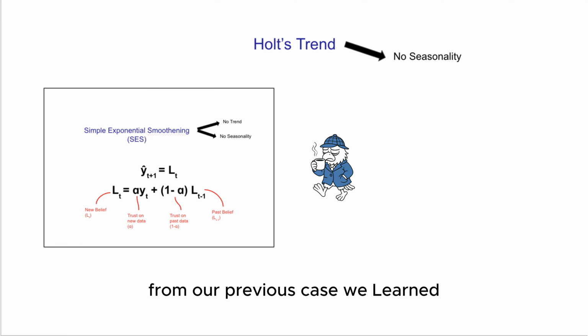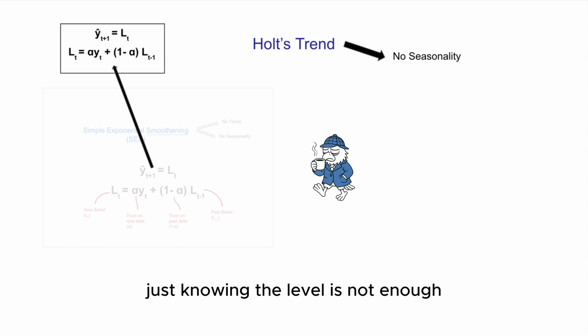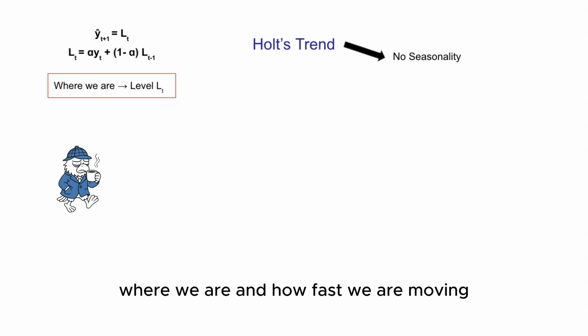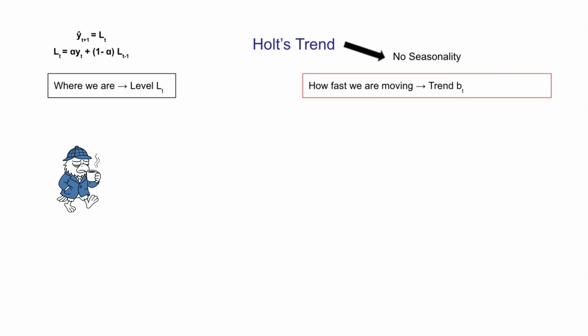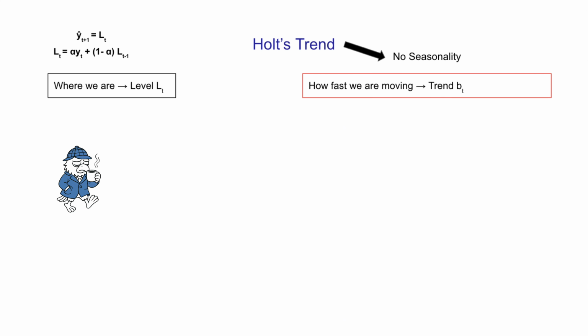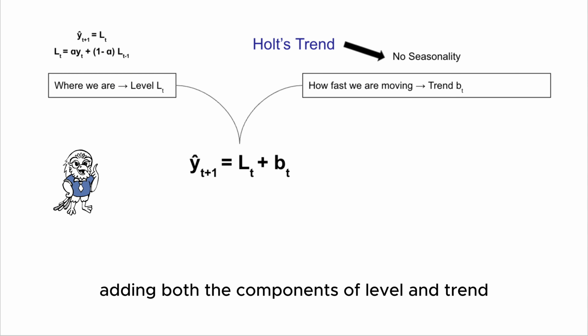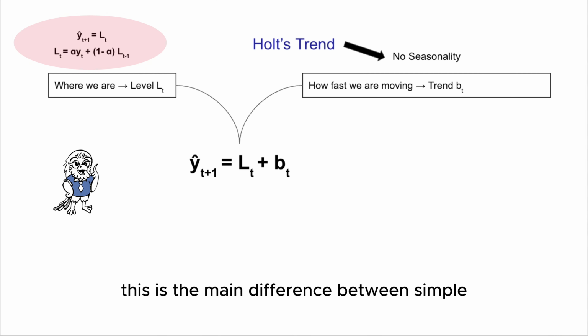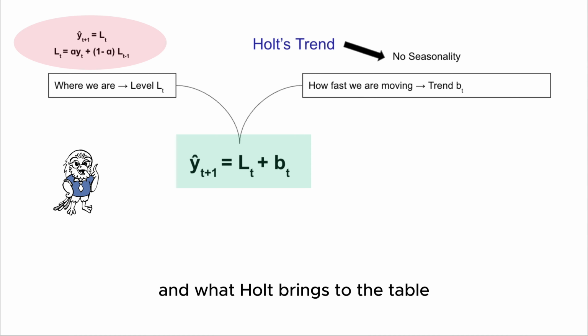From our previous case, we learned prediction was simply a weighted average of current belief and past belief. But now, things are different. If data is moving upward or downward, just knowing the level is not enough. We now need to track two things: where we are and how fast we are moving. The thought I asked you to hold, it's time to unwind it. Adding both the components of level and trend now gives us the prediction. Not just the level, this is the main difference between simple exponential smoothing and what Holt brings to the table.